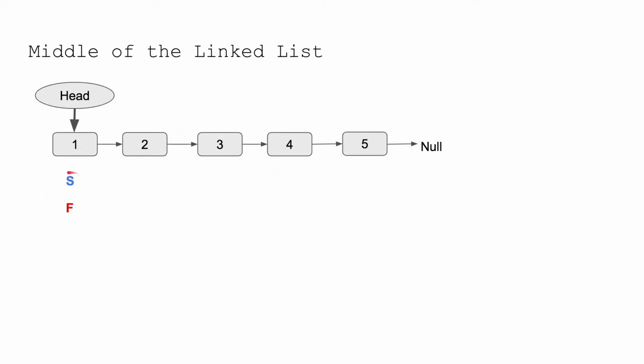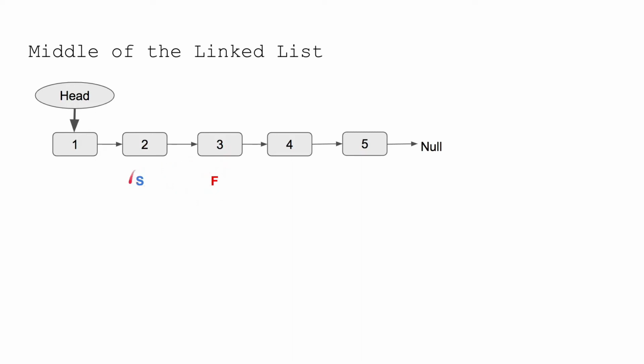And both of them will be pointing to your first node. Now, whenever we move a slow pointer by 1 position, the fast pointer will move by 2 positions. So let's say if I move this slow pointer by 1 position, then the fast pointer will move to the node 3. So it will look something like this. Here, now the slow pointer is pointing to the node with value 2 and the fast pointer is pointing to the node with value 3.